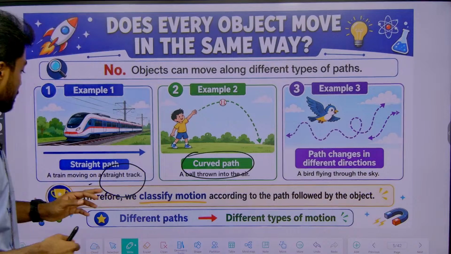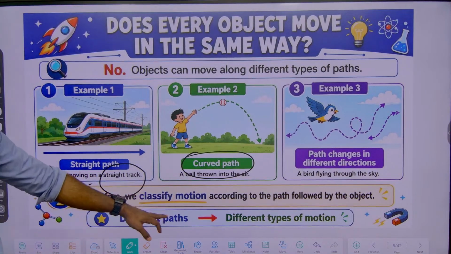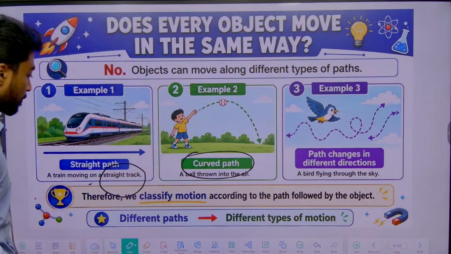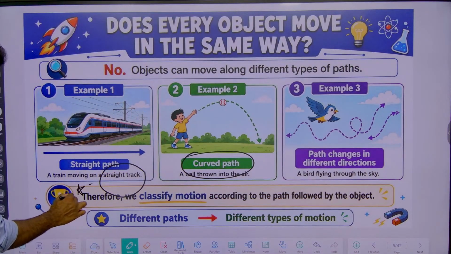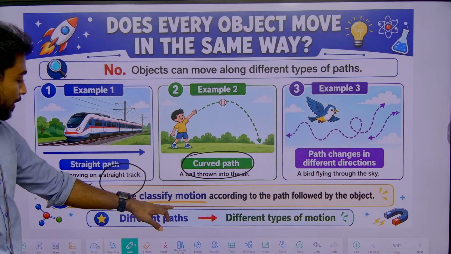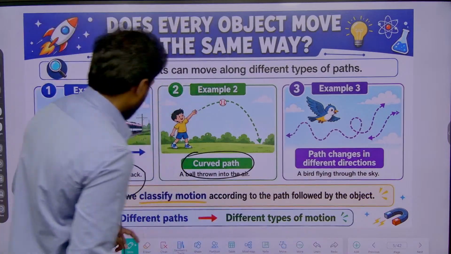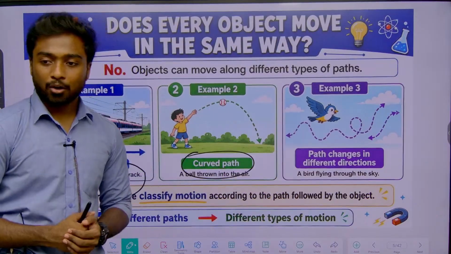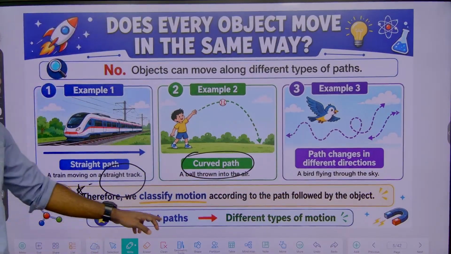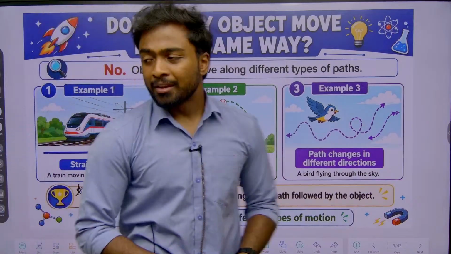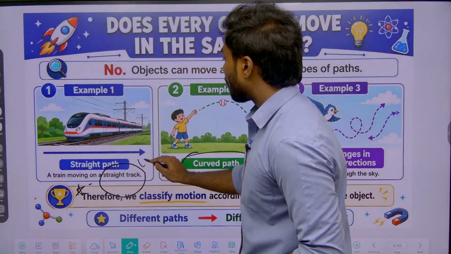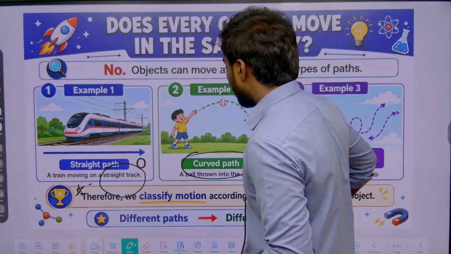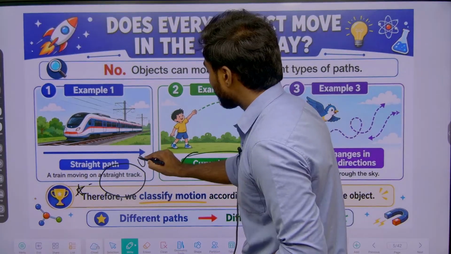Therefore, we classify motion according to the path followed by the object. This is the most important point. Classify motion according to the path followed by the object. Different paths give different types of motion. This one we will say is one dimensional motion, so 1D.